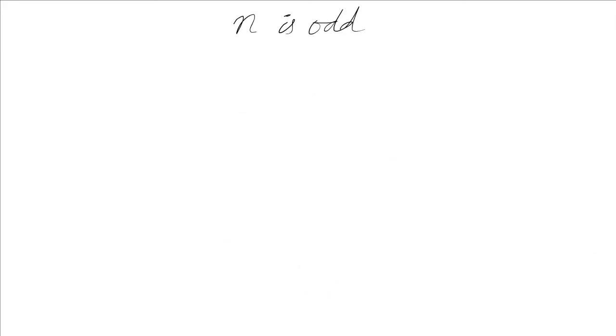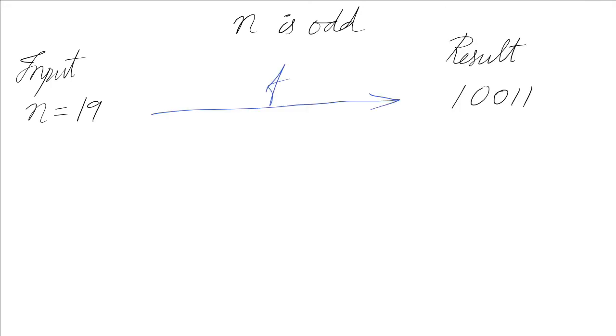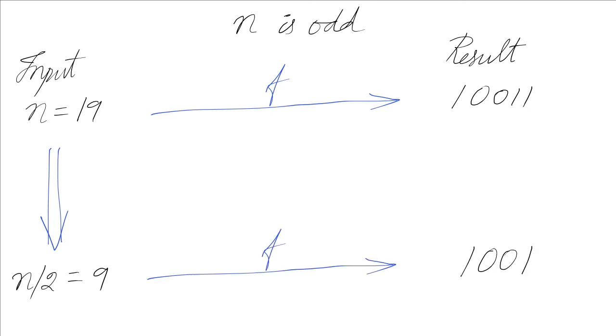Let's now consider the second case, when n is odd. The input is 19 in this case, and the result is this in binary. In the reduction step, we divide this number by 2 and we get 9. The result for this subproblem is this. In the combine step, how do we get the final result from the result of the subproblem? We need to multiply it by 10. That will give us 10,010. And we need to add 1 to get 10,011.